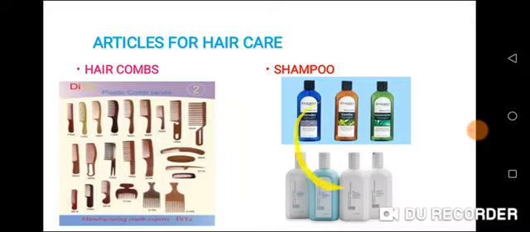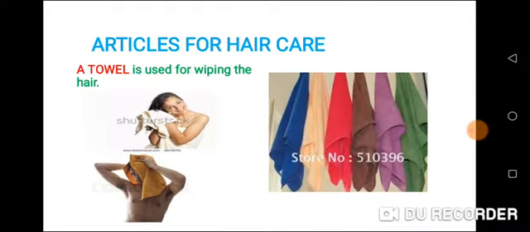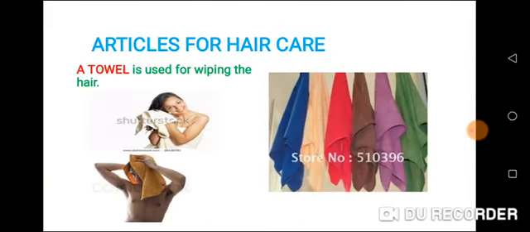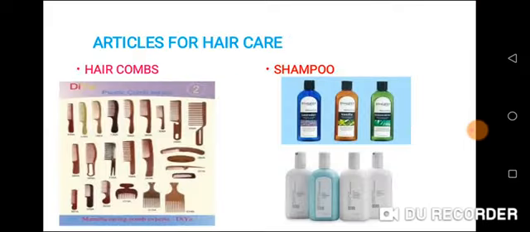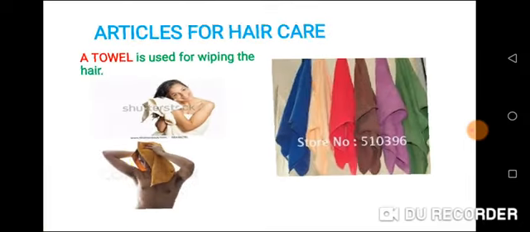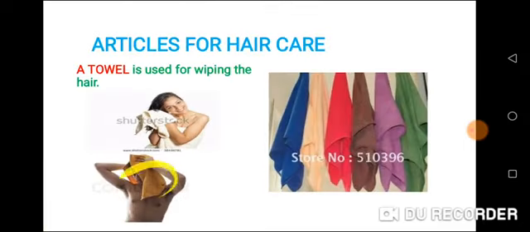You can see shampoo, towel. A towel is used for wiping the hair. As you can see the pictures on the screen, you can see how she's wiping her hair, and also the man too. A towel is used for wiping the hair.